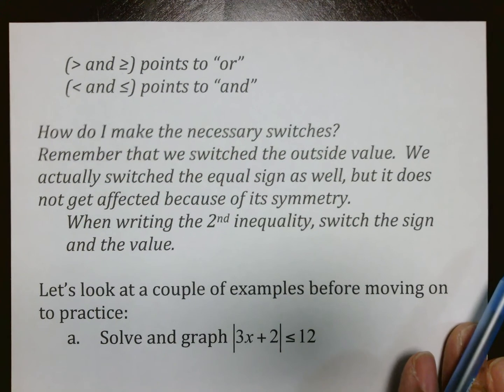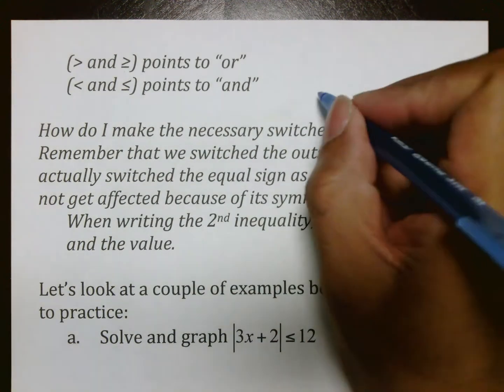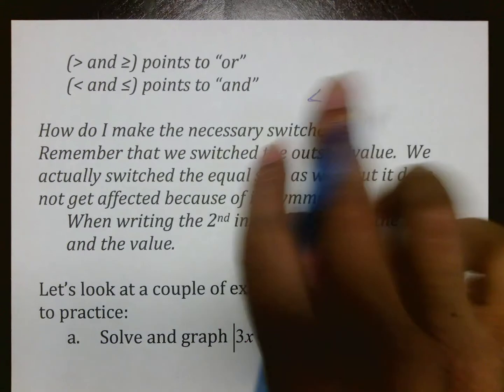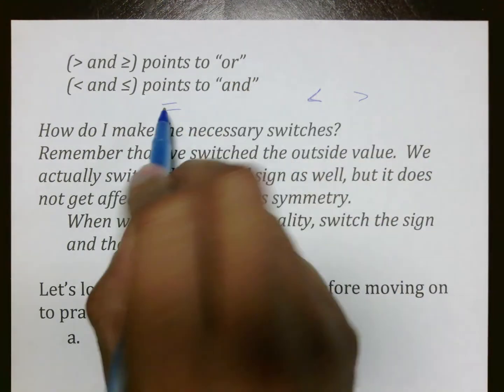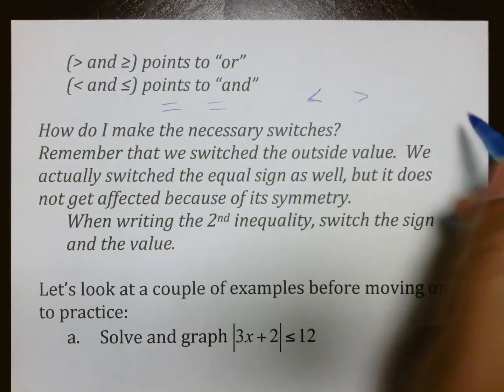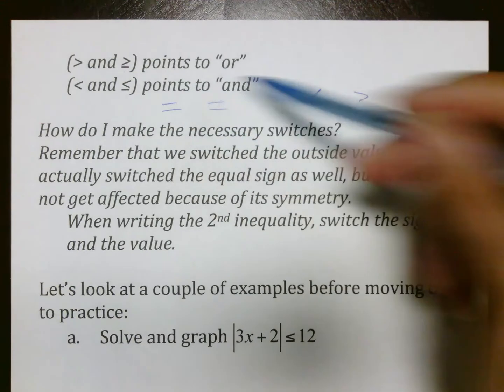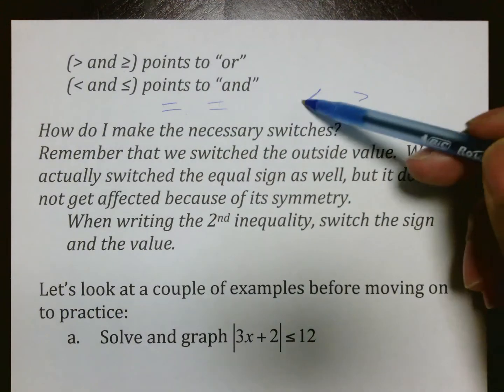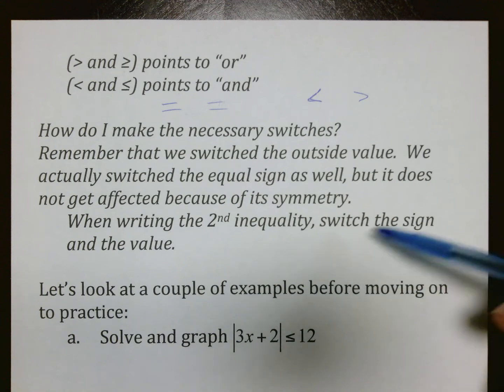Second part of what we got to focus on is how do I make the necessary switches. The thing about it is you've actually switched everything outside, but the only difference is that the equal sign stays the same, because when you flip this sign over and turn it, it looks like that, which is where the flip comes from. But when you flip this sign over and turn it, it looks like that. And so you might have actually switched the equal sign, you just don't notice because the equal sign doesn't change. So you did switch everything on the outside. You just got to remember that when you switch the opposite, you actually rewrite the sign also.